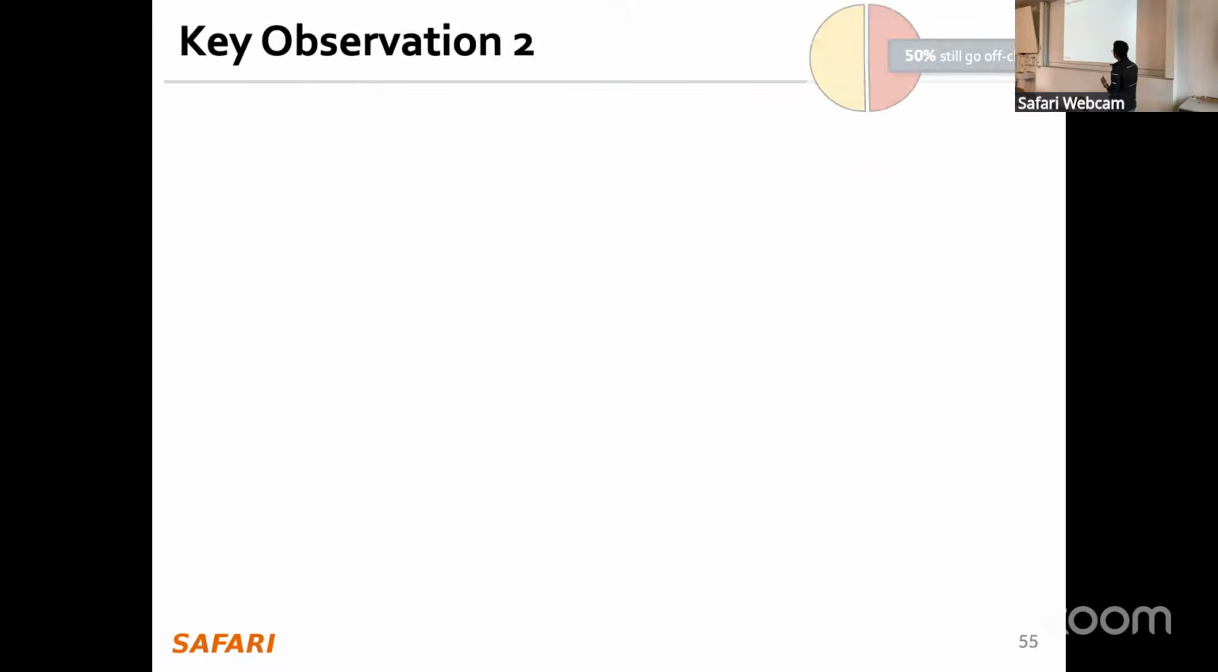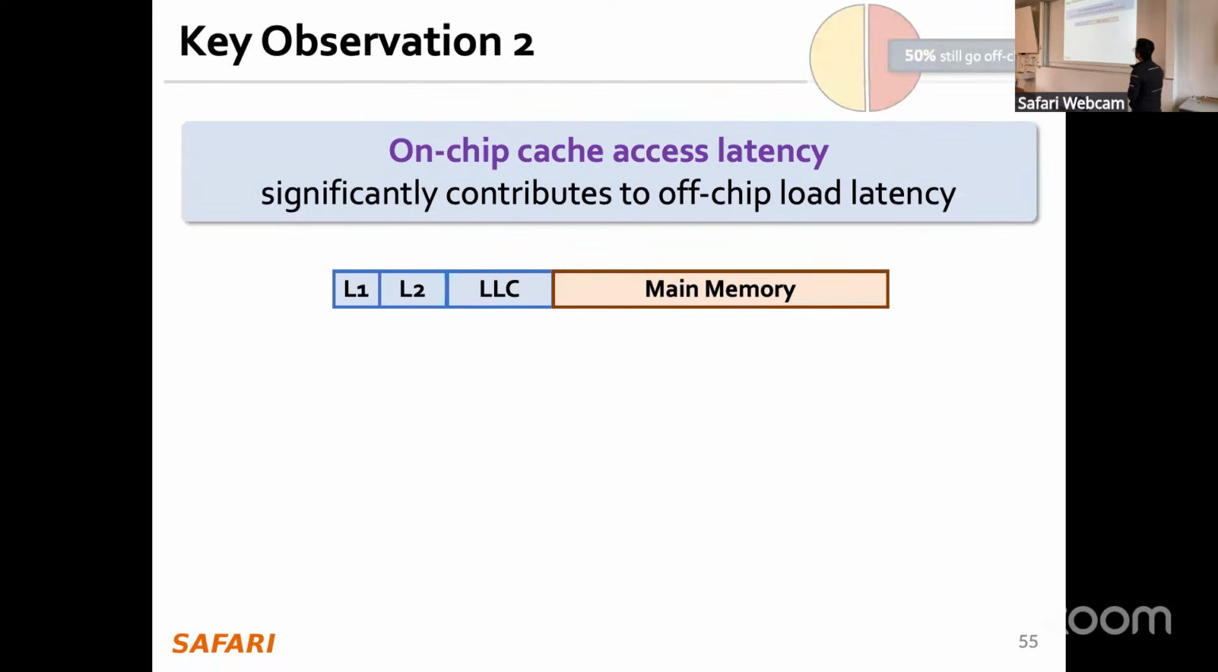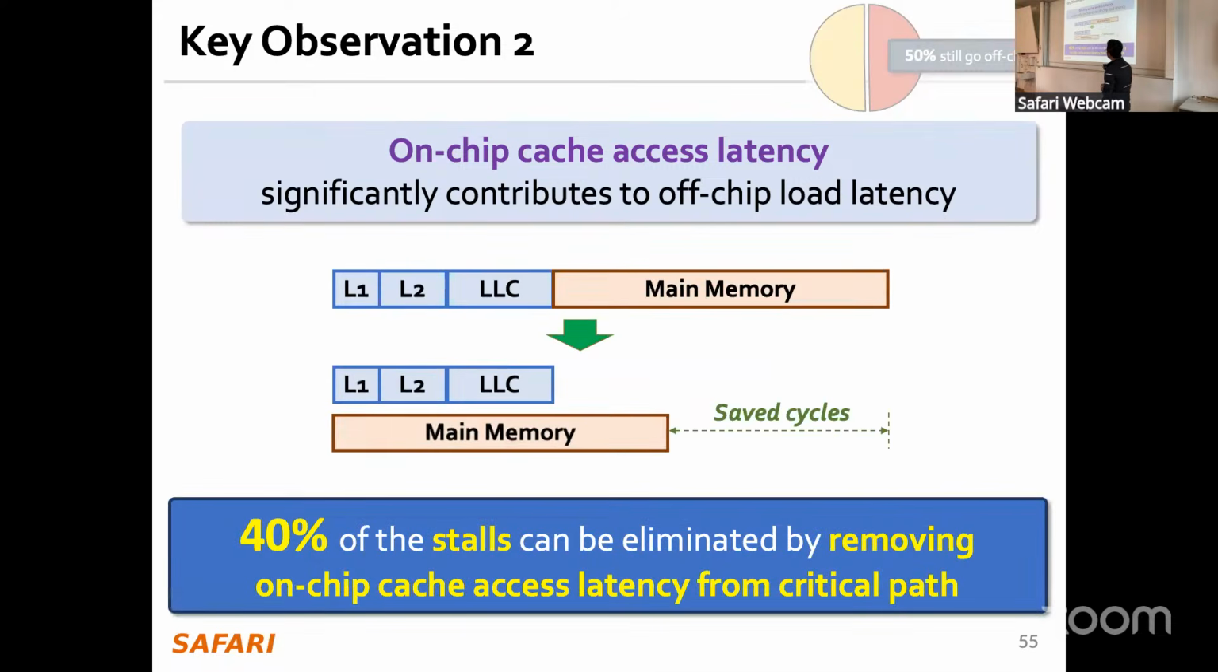So what to do for those loads? What we saw is that on-chip cache access latency is not a small latency anymore. And if you reduce this on-chip cache access latency, taking it out of the critical path... So what do we mean by critical path? What would happen in the baseline system? You would look up L1, L2, LLC. You would not find anything in the cache, and then you would access the main memory.